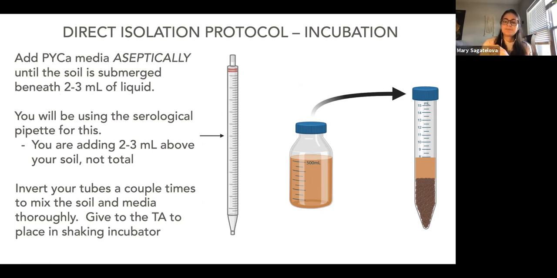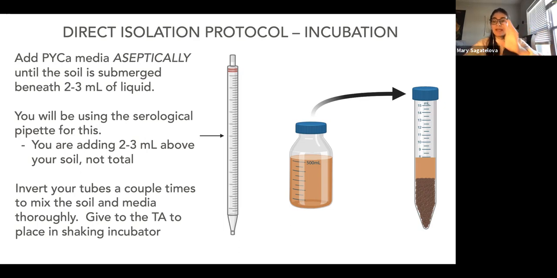But an important aspect to remember is that you are adding enough media until it's submerged beneath 2 to 3 milliliters. You're not adding 2 to 3 milliliters, you're adding until it's submerged. So typically that's going to be around 7 to 10 milliliters. That's usually the sweet spot for people until it's about 2 to 3 submerged. Okay, but it all depends on the type of soil you have. So don't be blindly adding it, add it pretty slowly.